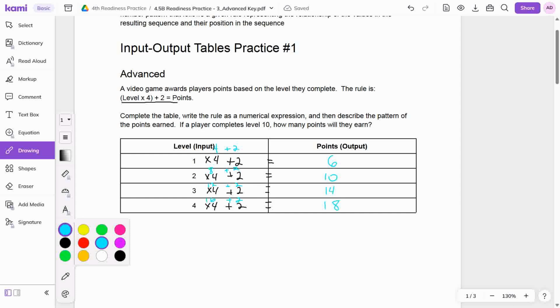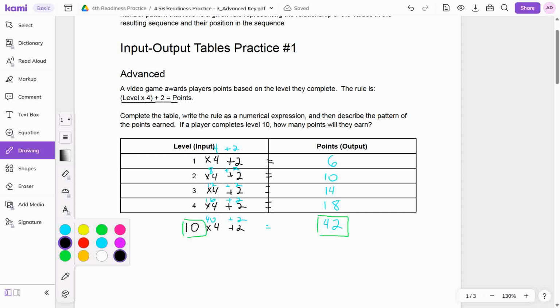So it looks like your outputs are going up by 4, but that's only because the inputs are going up by 1. We are going to have to jump up to level 10. So we'll do that, and we can just bring it like this. 10 times 4 plus 2. So 10 times 4 is 40. Add the 2 equals 42. All right, so we've got 42 points if the player completes level 10.